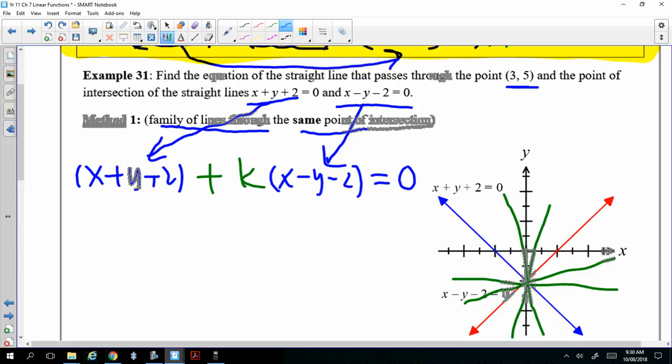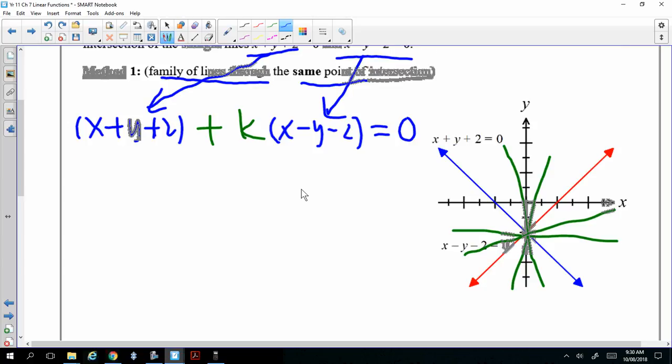It doesn't matter. You can put this one first, this one second, and put k there. Get it? Okay, so just put it like this. That's the family of lines, right?